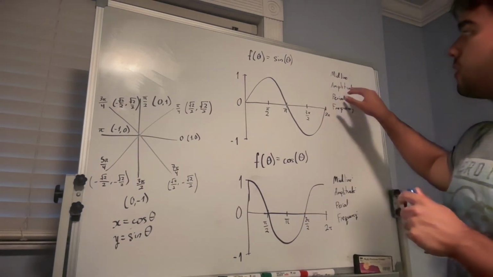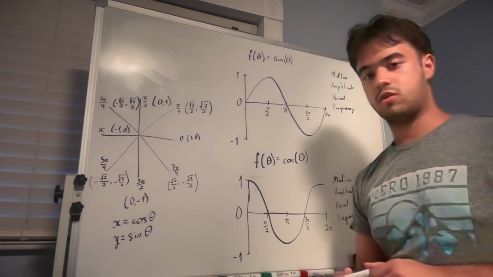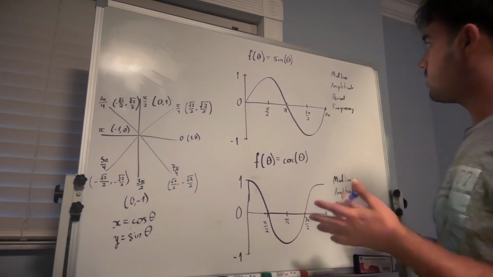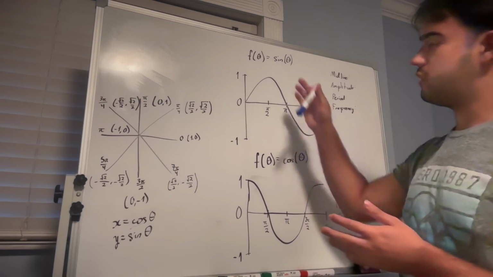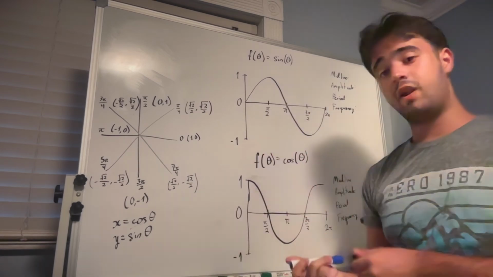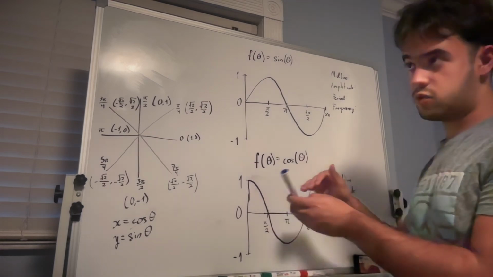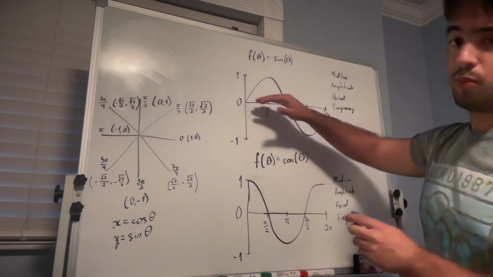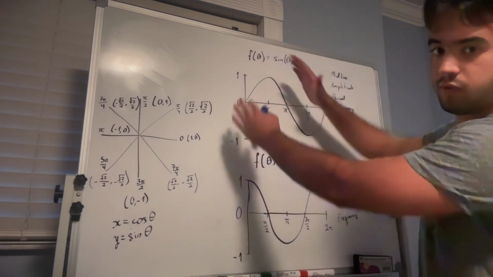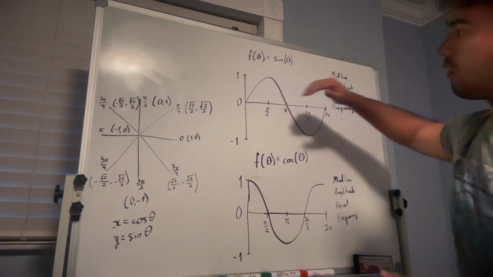The midline and the amplitude kind of go hand in hand. So we're going to try to find the midline and the amplitude of this sine function. Now the midline is just the middle, the horizontal line that cuts through the middle of our function. So if we were to flip our function like that, where would be the middle line?